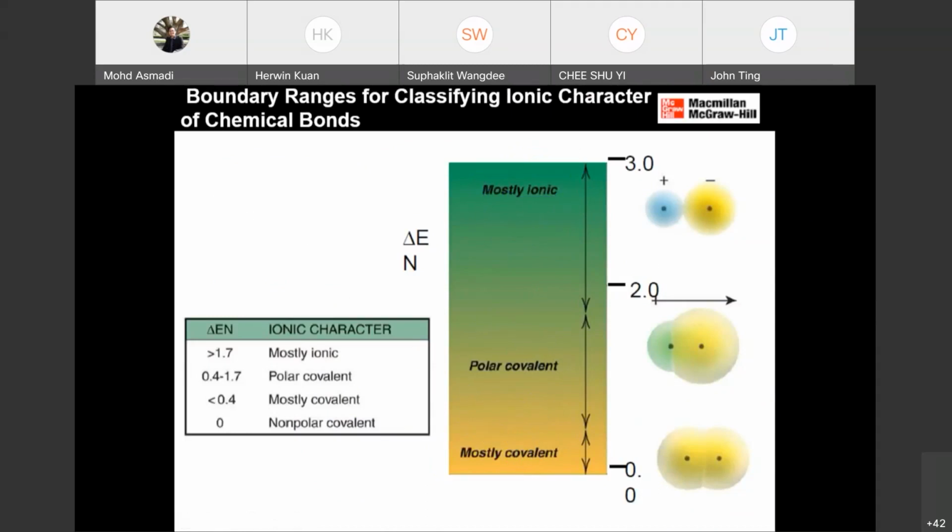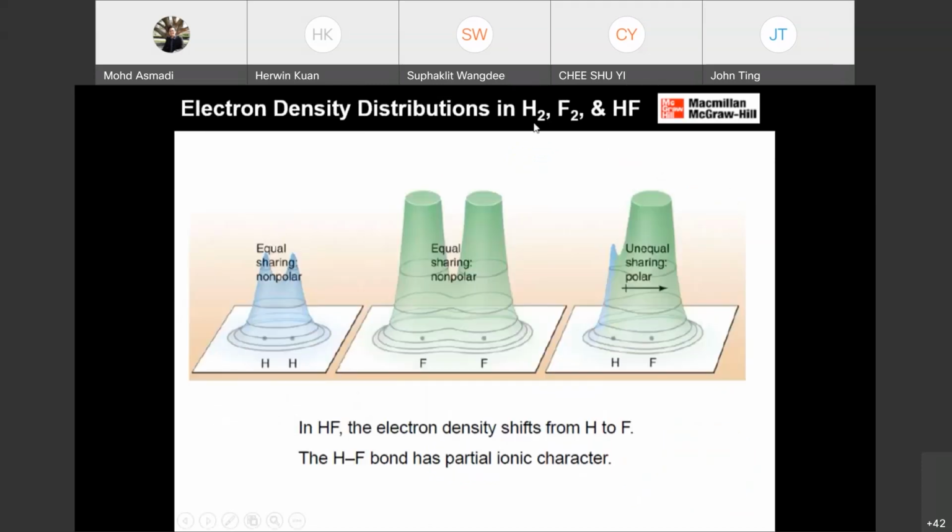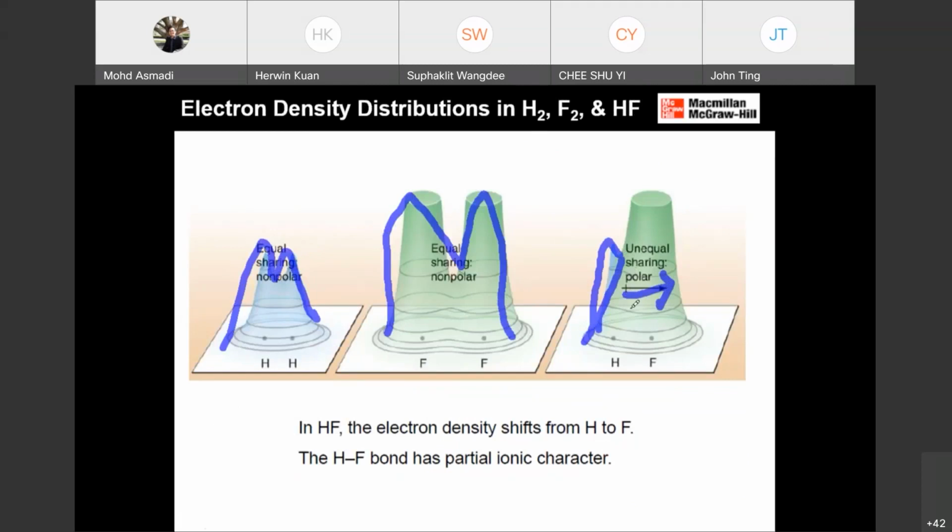So if we compare with the electron density, as I told you previously, equal sharing electron, this one hydrogen. Right? Fluorine also sharing, non-polar. But for hydrogen fluoride, a little bit, this is more to negative, right? The attraction. Okay, this one is unequal. So the electron density shifts to the fluorine.